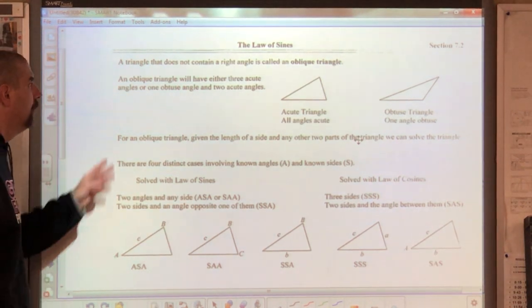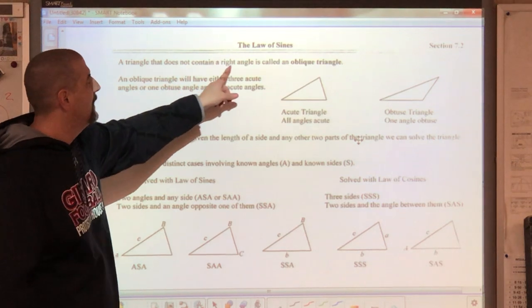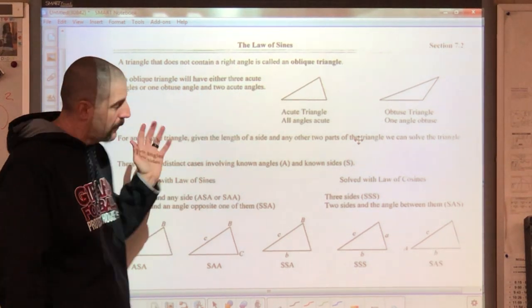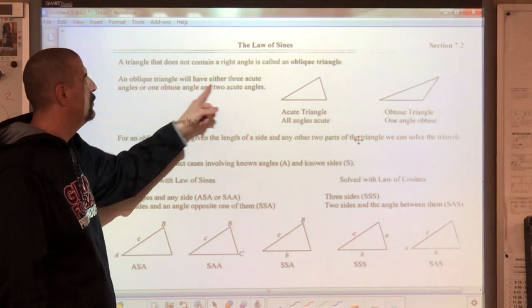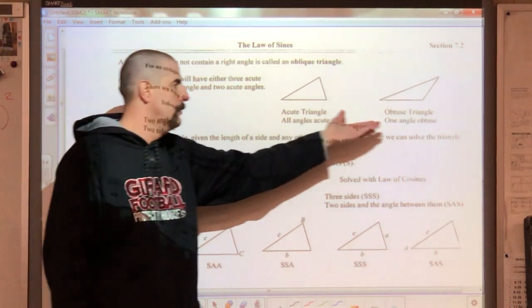Okay, so a triangle that does not contain a right angle is oblique. You probably forgot that. An oblique triangle will have either 3 acute angles, or 1 obtuse and 2 acute. And again, here are 2 pictures.